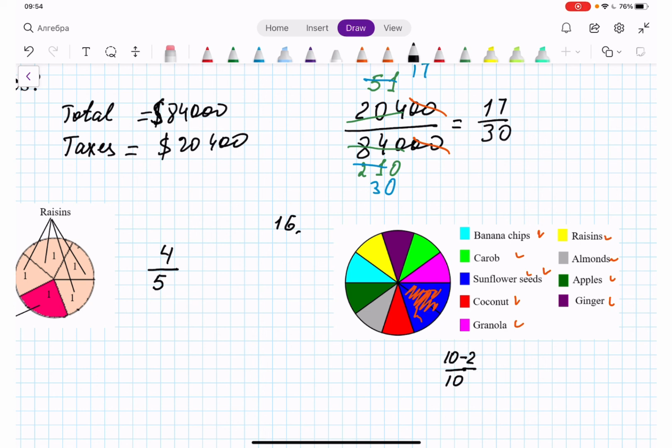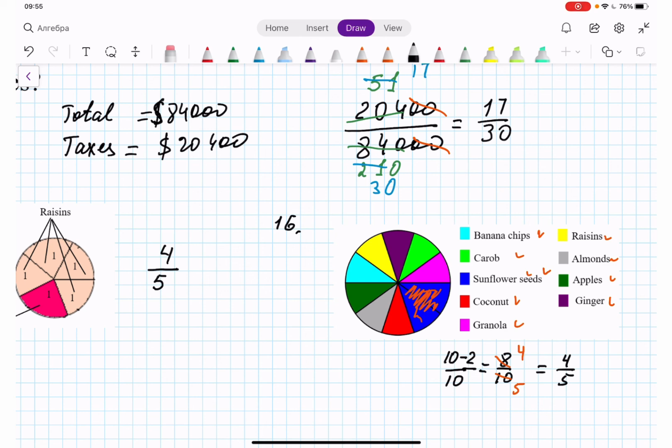Instead of going and counting around, I know the total is 10. Then sunflower seeds take 2 sectors. That means non-sunflower will be 10 minus 2. And the result is 8 over 10. And we can reduce here, right? We can divide by 2. Here will be 4, divide by 2, here will be 5. And it's going to be 4/5 portion of this pie chart is not sunflower seeds in the blend. All right.